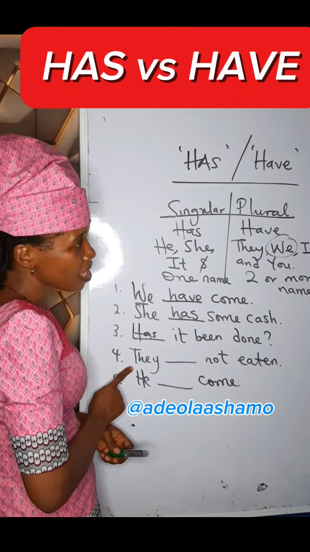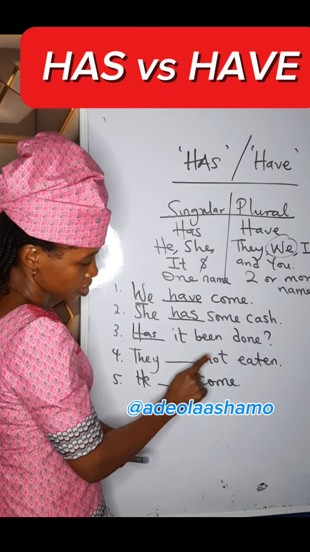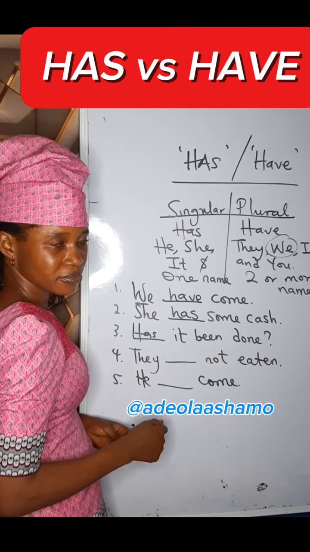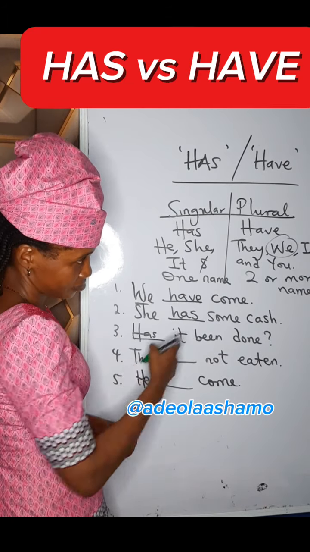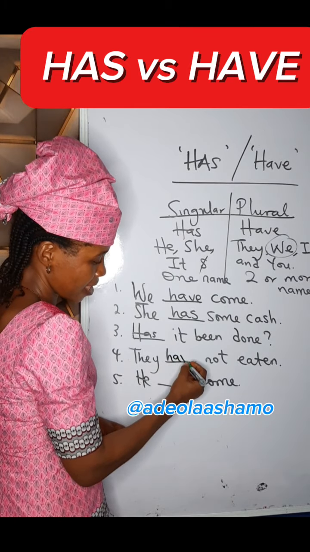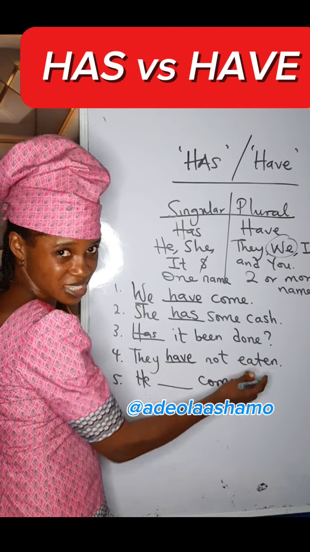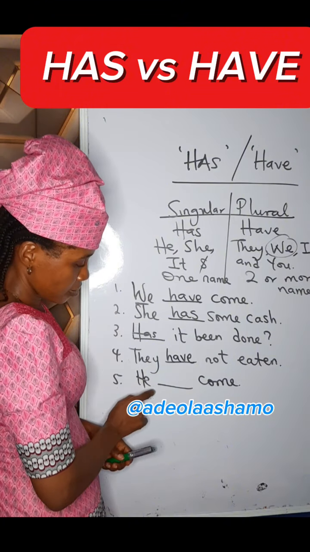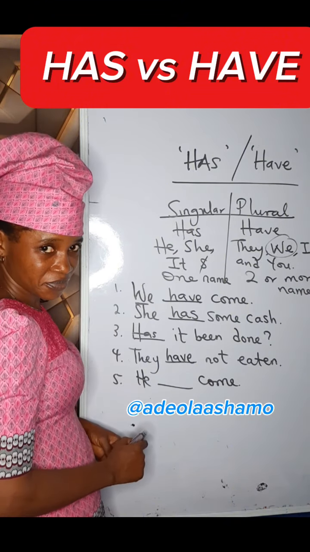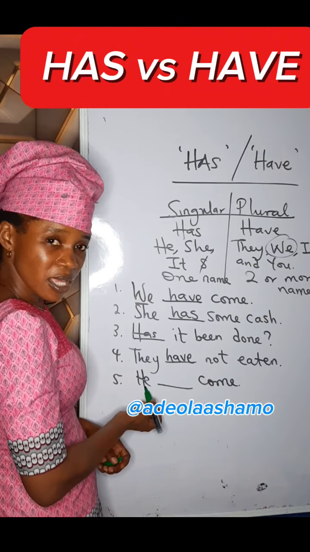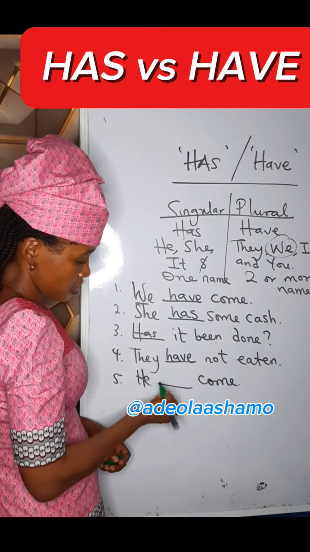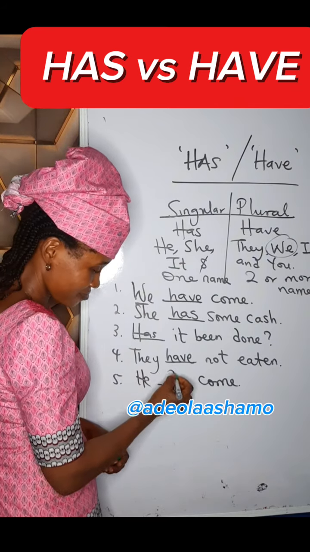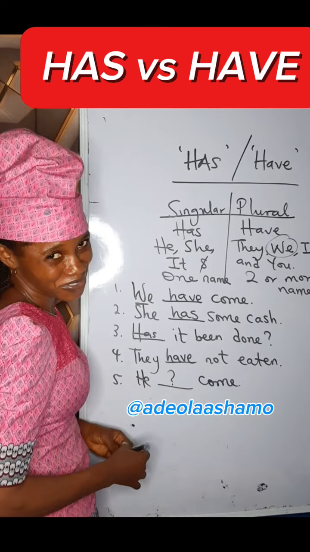They is what? A plural. Not eaten. Has or have? They have not eaten. He come. He is what? A singular. So the answer will be, I want to leave that for you.